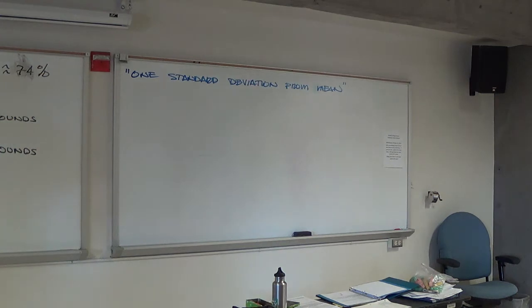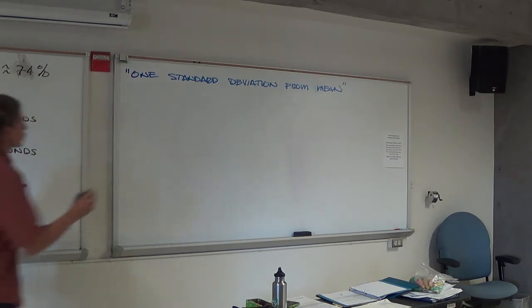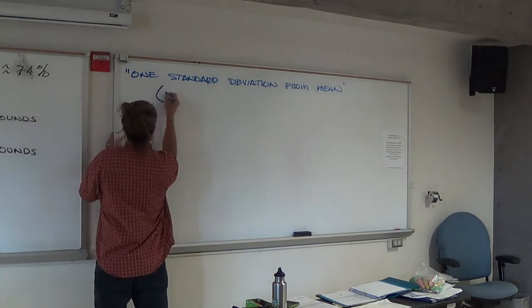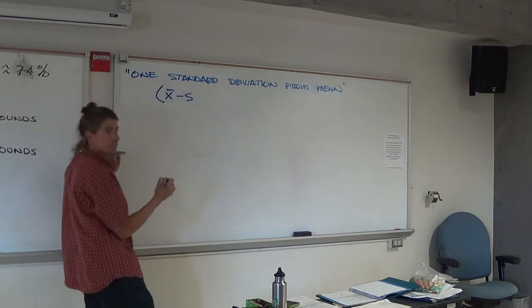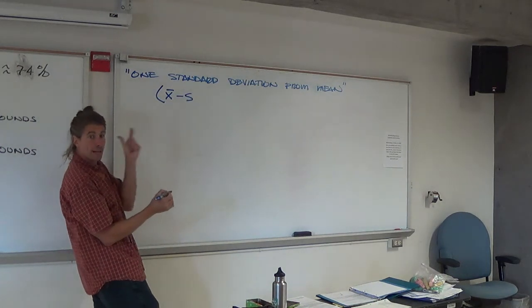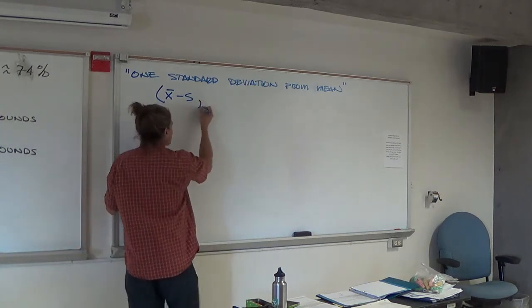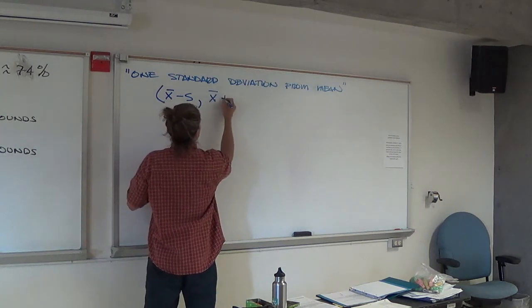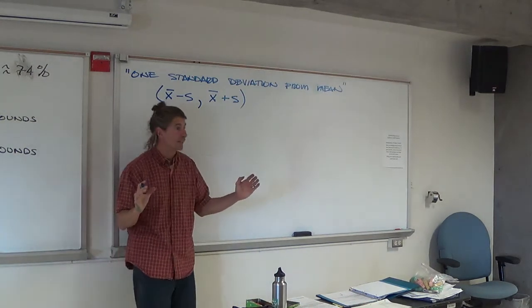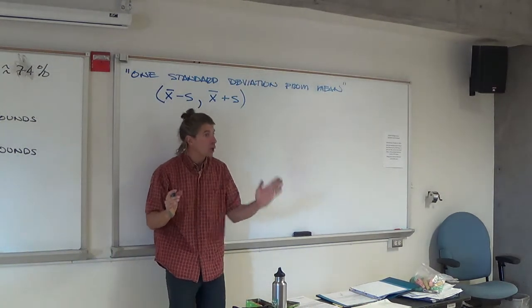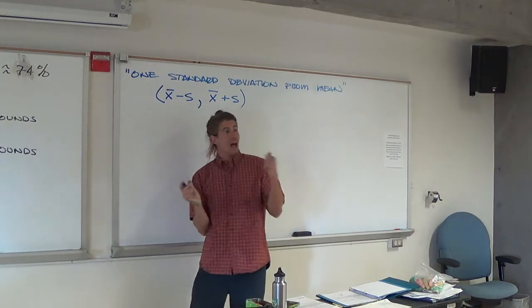One standard deviation from the mean is a range of values. It's a total range of values that starts at the average minus the standard deviation. That's the starting value of the range. And it goes up to the average plus the standard deviation. There's a whole bunch of numbers in there. The lowest one is negative 31. The highest one is 1.